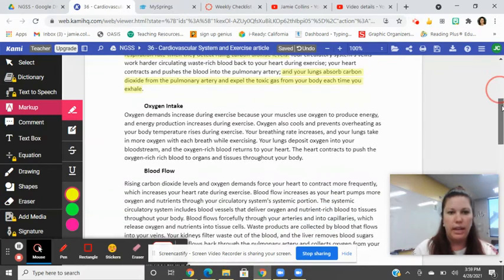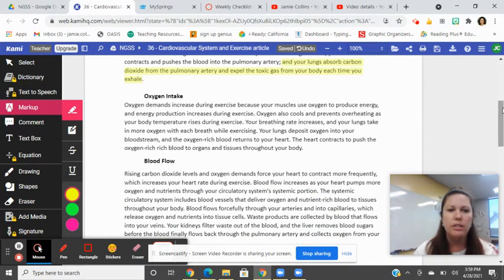Okay, oxygen intake. Oxygen demands increase during exercise because your muscles use oxygen to produce energy, which we know because we breathe heavy when we exercise, right? And energy production increases during exercise, which again makes sense because as you exercise, you need more energy. Oxygen also cools and prevents overheating as your body temperature rises during exercise. So that's good to know. I'm going to go ahead and highlight that.